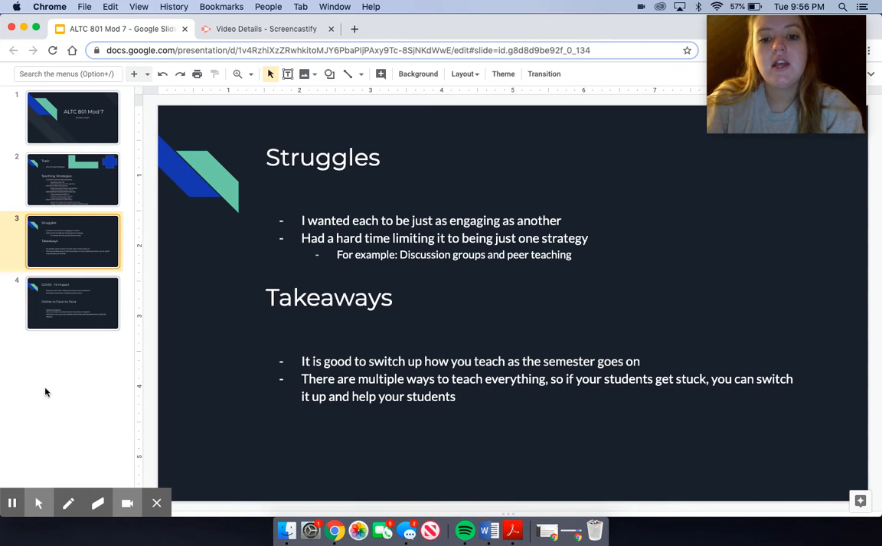A few struggles. I wanted each lesson to be just as engaging as another, so that if I do use them in the future, I like the lesson and my students will also like the lesson. I had a hard time limiting it to be just one strategy. For example, discussion groups and peer teaching. I chose discussion groups because they're discussing how they would solve the problem and not teaching each other how to solve the problem, but they all kind of work together.